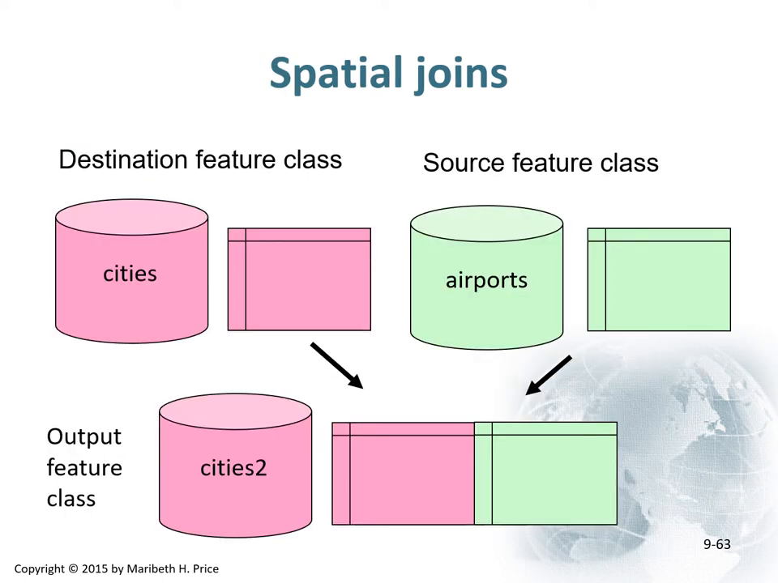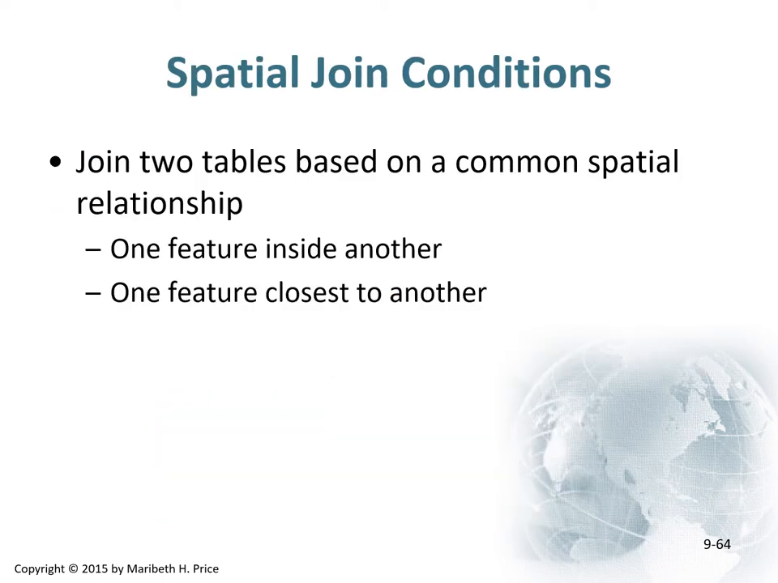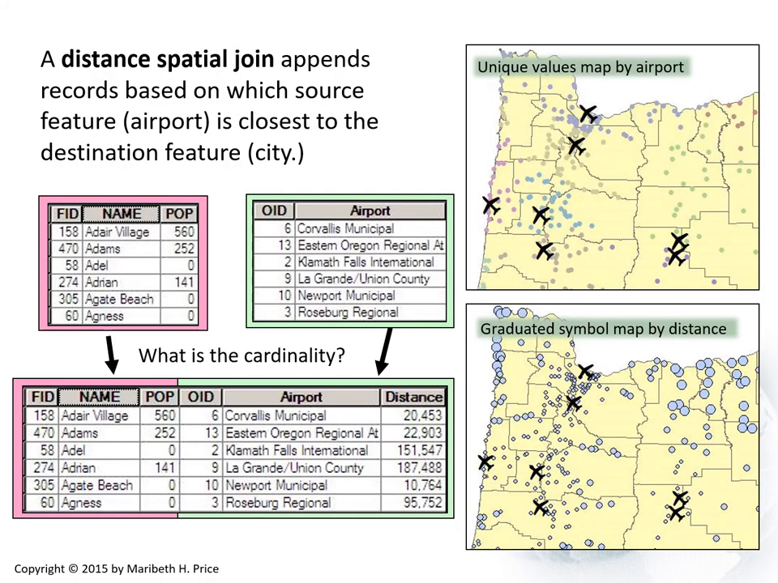And that's how spatial joins work. Two relationships based on a common spatial relationship, one inside another, one close to another. These all work great. However, sometimes distance spatial joins are what we do. Something's not always inside something, so sometimes it's the closest thing.